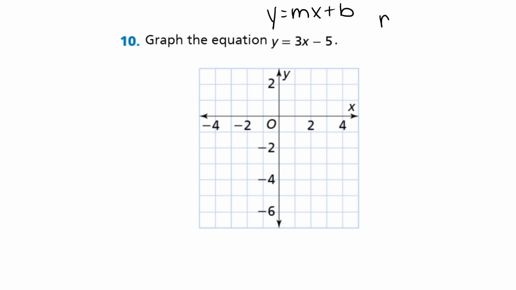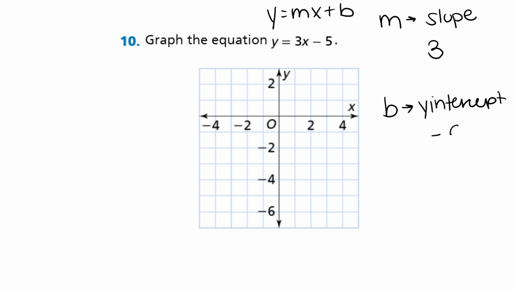So m represents the slope, and the slope of this graph would be 3. The letter b represents the y-intercept, which would be -5. We put a point at the y-intercept first. So we're going to graph the -5. We're then going to graph the slope using the fraction rise over run. Our slope is 3, so that's our rise value. We don't have a denominator, so we're going to use a denominator of 1.